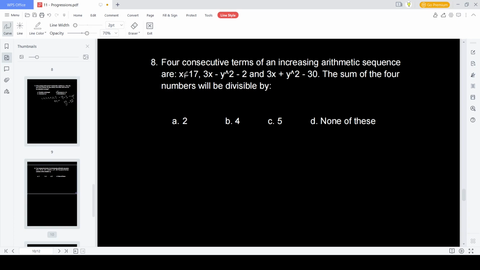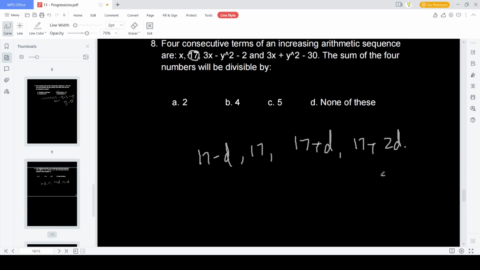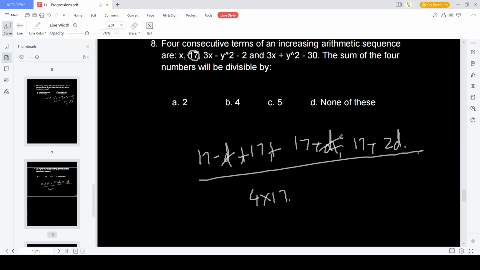Okay. So let's just assume this is the central term. Okay, so I'll write it as 17. The previous term in the sequence will be 17 minus D, right? And the next term in the sequence will be 17 plus D. And the next term will be 17 plus 2D. Okay. So they're asking this sum is divisible by what, right? So I'll just add it. Okay, I will get it as 17, 17, 17, 17, 4 into 17. Okay, plus d and minus d cancel, so you will get plus 2d. Okay, this is the sum.